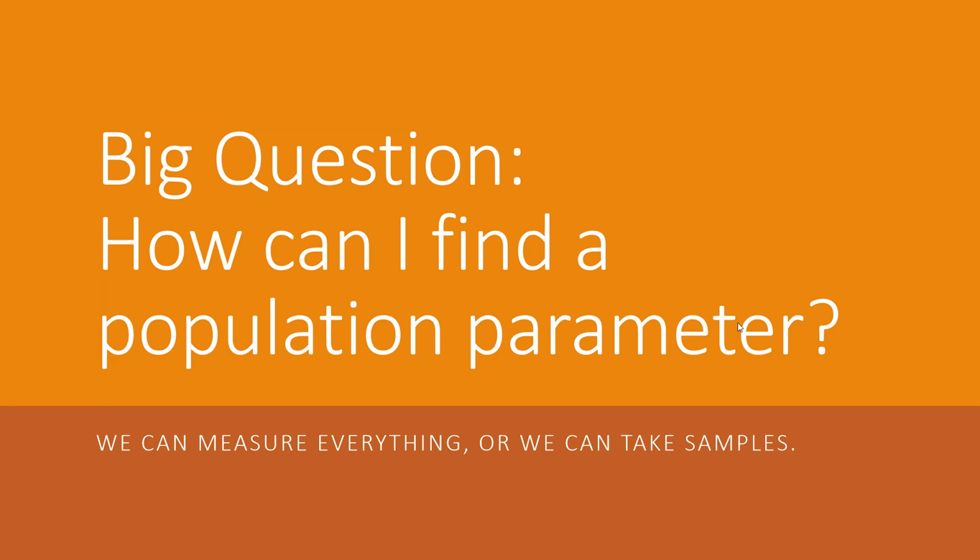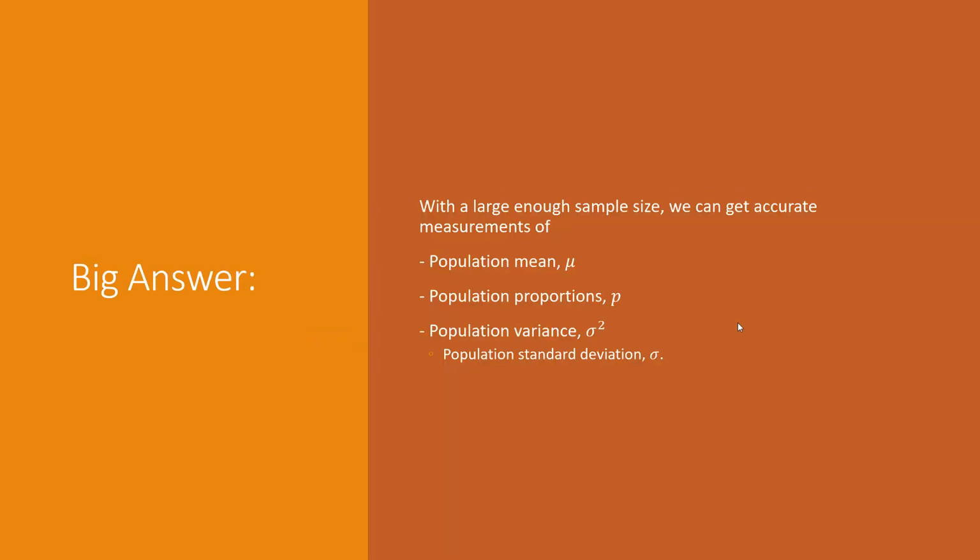And one thing we'll look at, not this chapter, but the next, is how many people we need to measure. But anyway, we will verify in this video series that if we can get enough of a sample size, we're going to get accurate measurements of the population mean. So that's a parameter we can get. We can get proportions, and we can also get variance. And of course, if we can get variance, we can take the square root of that. We'll get standard deviation as well.